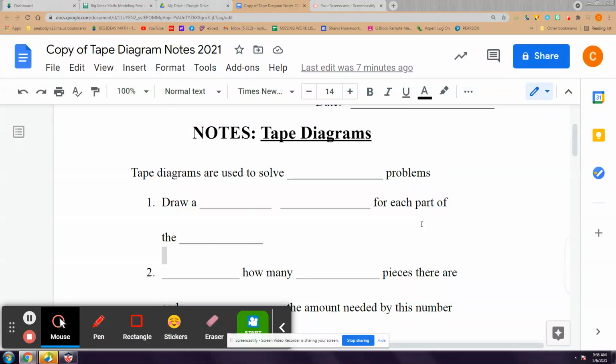Hey guys, this is Mrs. Rush, and today I'm going to go through with you notes on how to draw or create a tape diagram. And tape diagrams, guys, are used to help us solve ratio problems.